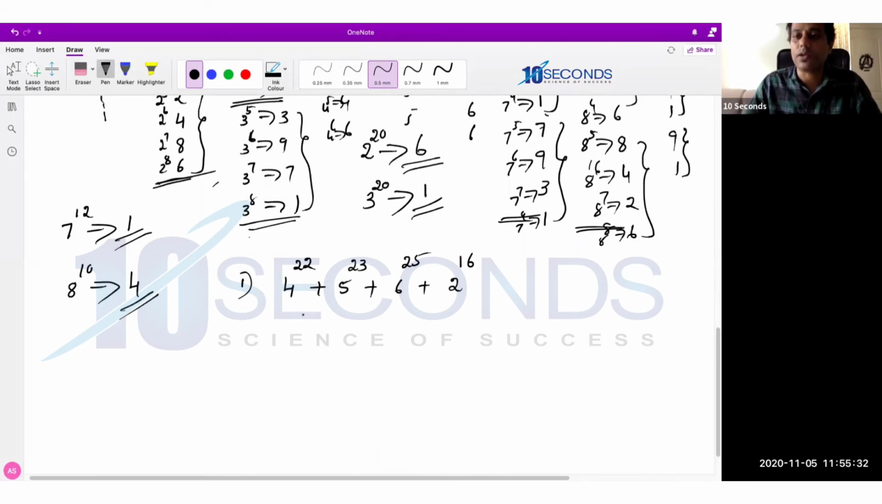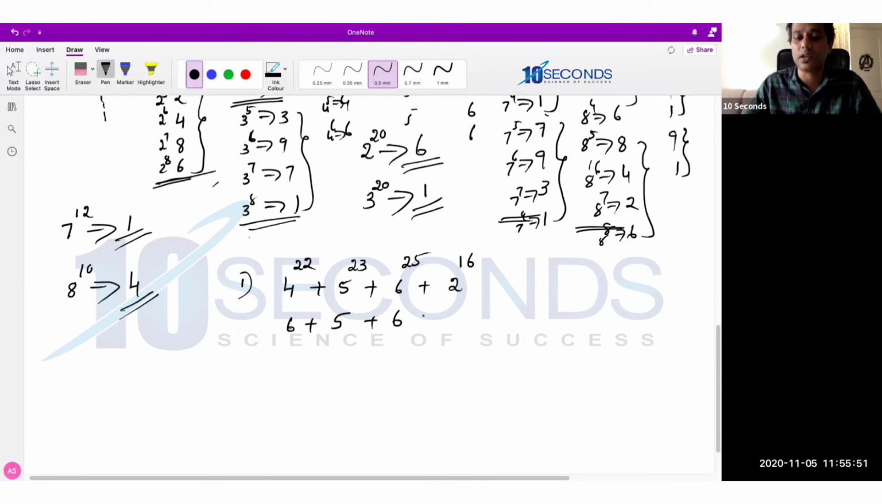4 power 22. First you need to find 4 power 1. That is 4. 4 power 2, 6. Then 4 power 3, back to 4. Then 6. 4, 6, 4, 6. Odd power is 4. Even power is 6. So 4 power 22 ends with 6. 5 is always 5. 6 is always 6.